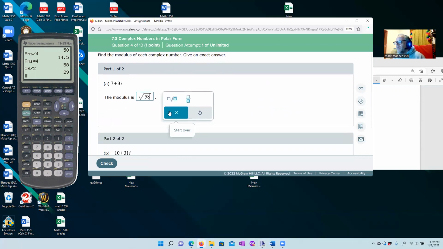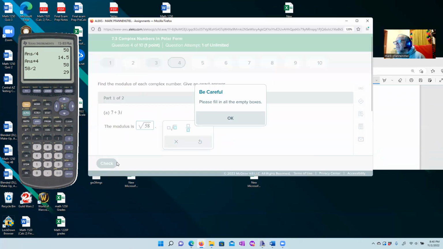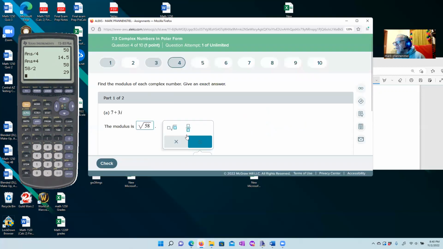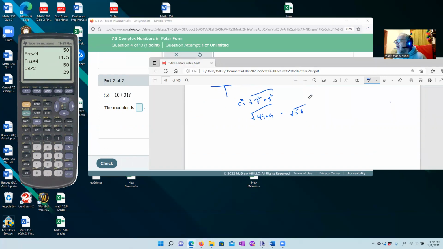Okay, so we'll go ahead and get our green light here. Let's see if they're going to do that yet. Oh, killer, figuring out all the empty boxes. All right, so this one is negative 10 plus 31i. That seems painful to have to graph.